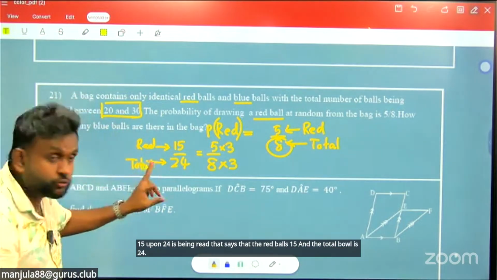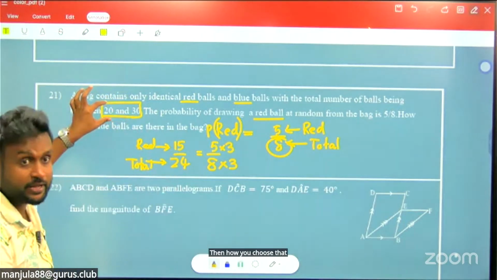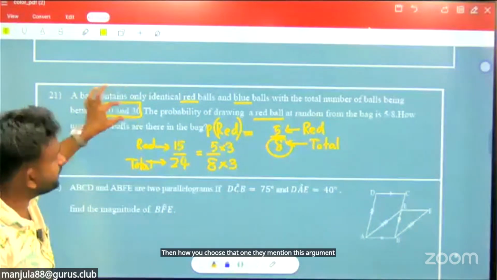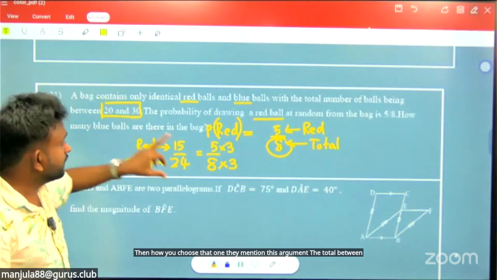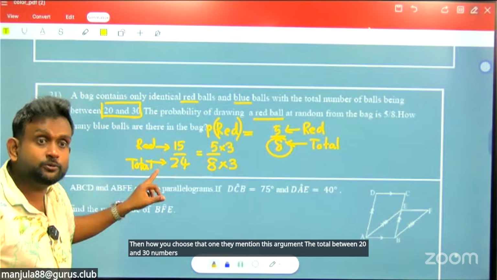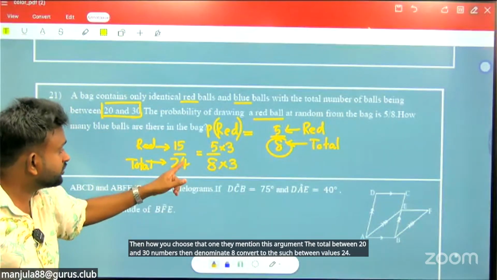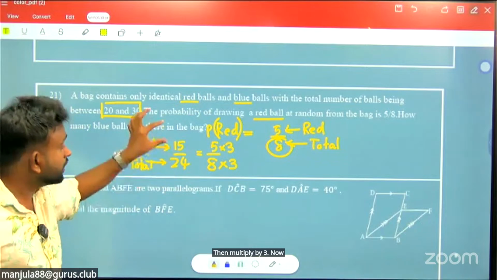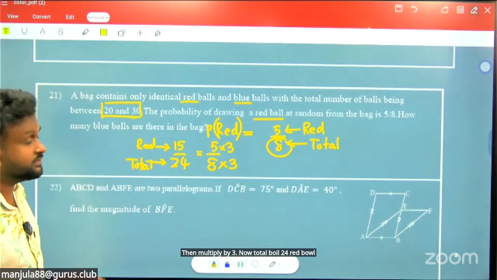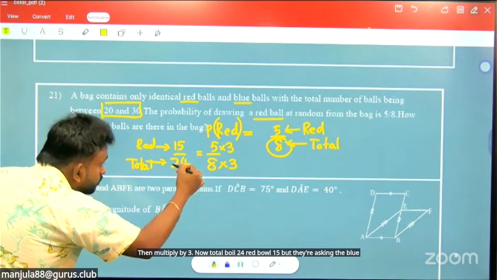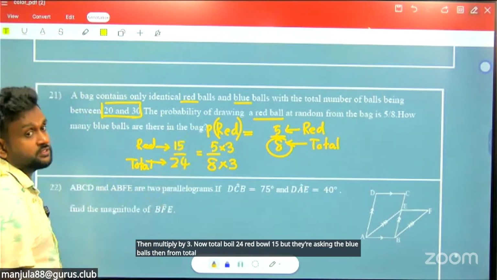Then how do you choose that one? They mention the total is between 20 and 30, so the denominator 8 converts to the value in between, 24. Then multiply by 3. Now total balls 24, red balls 15, but they're asking for the blue balls. Then from the total 24 subtract the red balls.